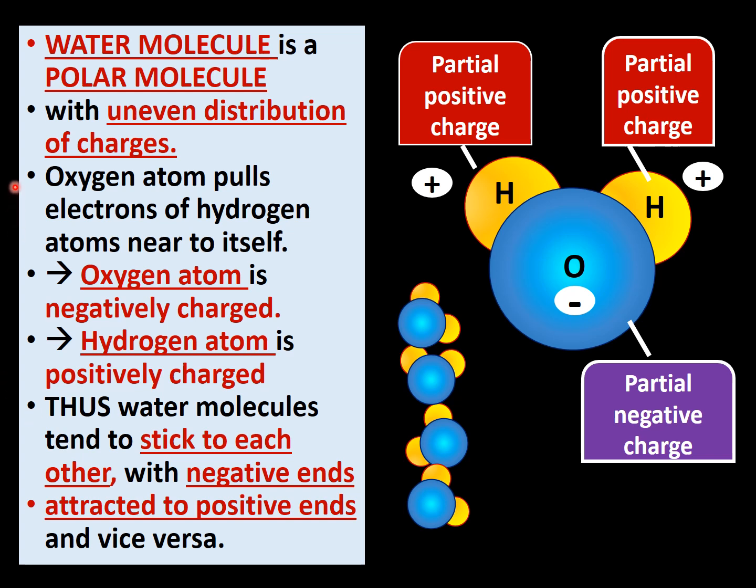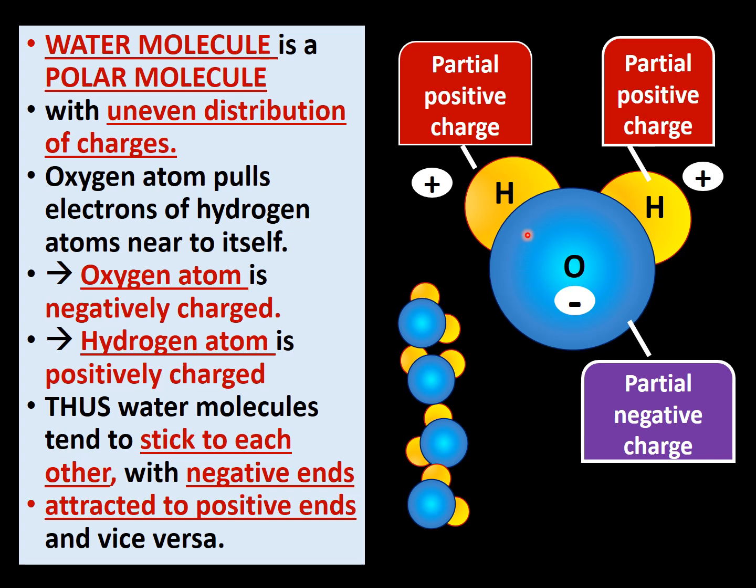Before we discuss the next stage of the movement of water up the plant, we have to know something about the polarity of the water molecule. The water molecule is a polar molecule, meaning that it has uneven distribution of charges. Let's take a look at the water molecule shown here, H2O.